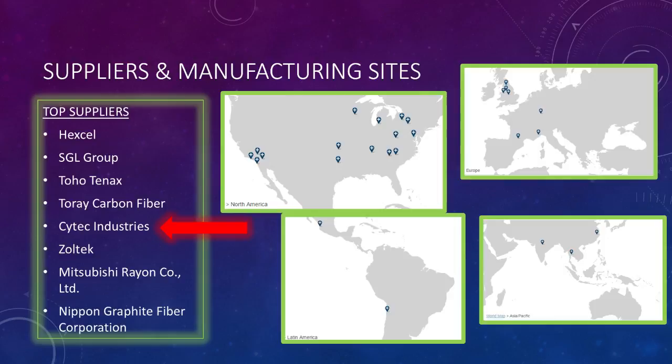Listed are some of the top suppliers leading the carbon fiber manufacturing industry today. For the sake of simplicity, we will focus our attention on the efforts of Cytec Industries. Cytec has 15 manufacturing sites in the US, 2 in Latin America, 7 in Europe, and 3 in the Asia Pacific region. Cytec has carbon fiber customers in the aerospace, automotive, defense, and energy industries.